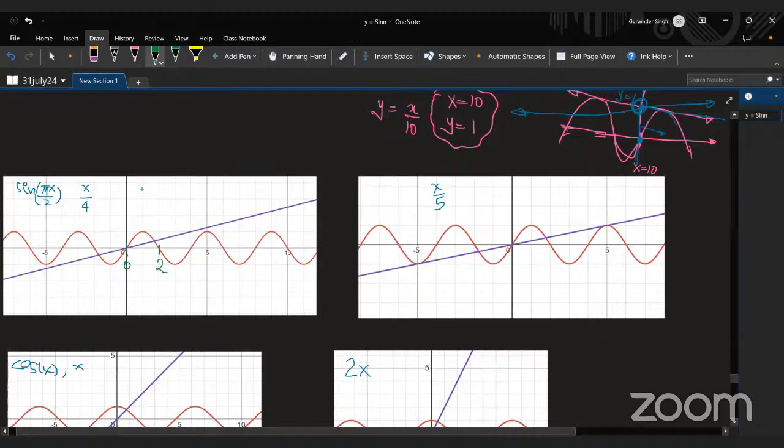Why 2? Because it is pi by c. If I am doing sine of cx, it will come back down at pi by c. And I have taken c as pi by 2. So it is pi divided by pi by 2, that is 2. So it will come back down at 2. Just remember this, okay? 2. Then this is 4, this is 6. Similarly, this is -2, -4, and -6.